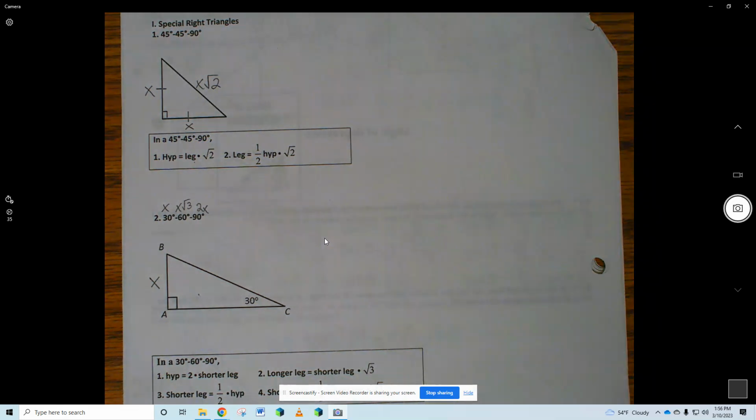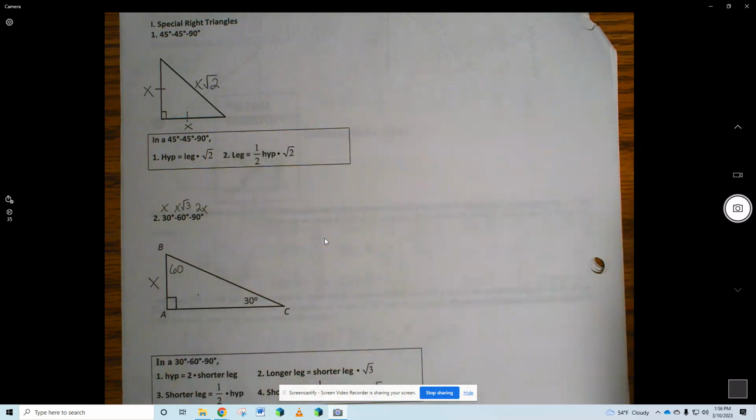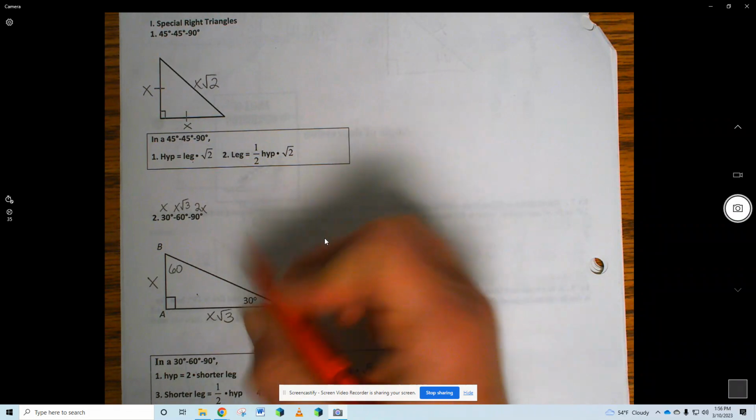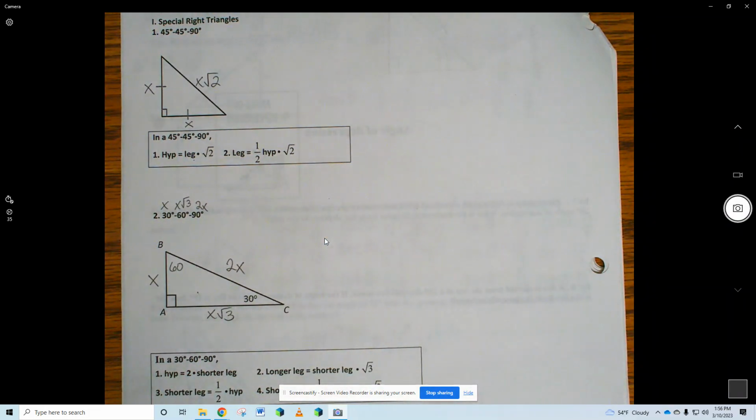All right. Then opposite the 60 is going to be x radical 3. That's the middle side. Opposite the 90-degree angle is 2x. Easy. We practiced this.